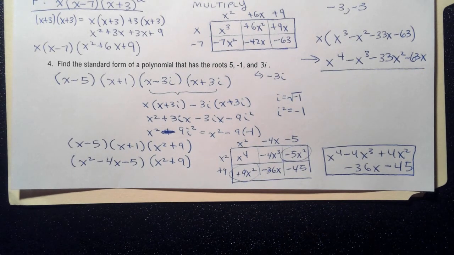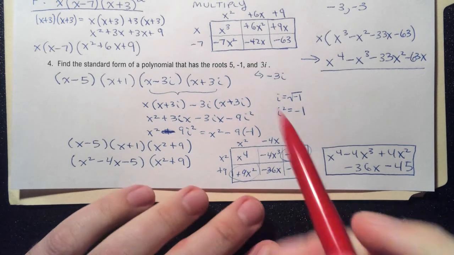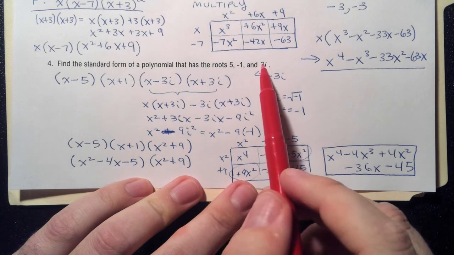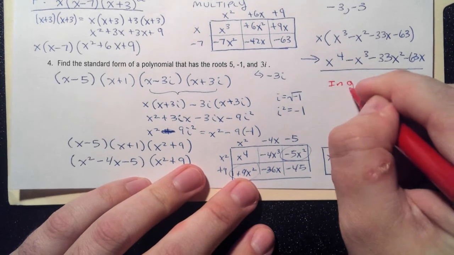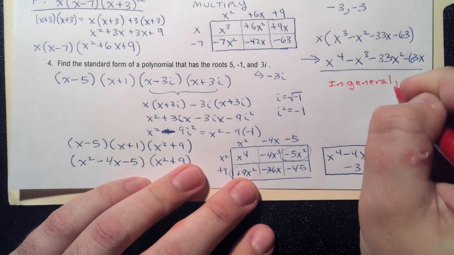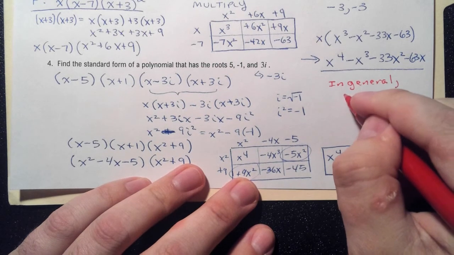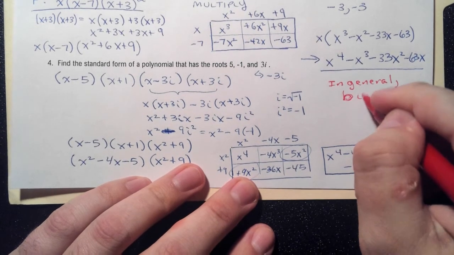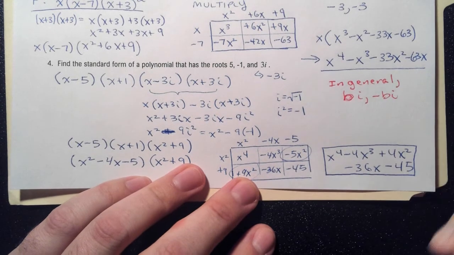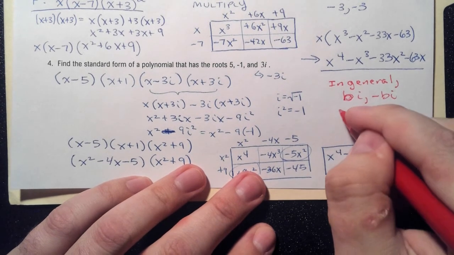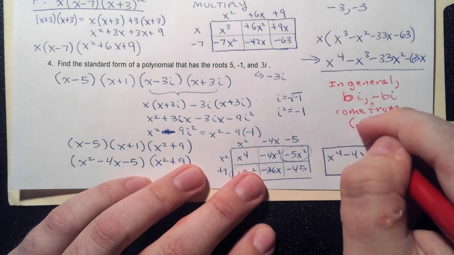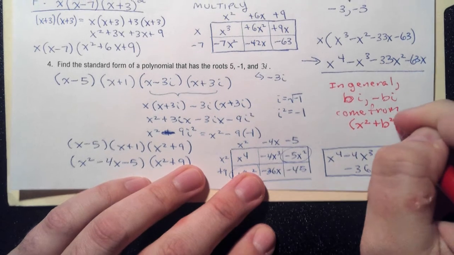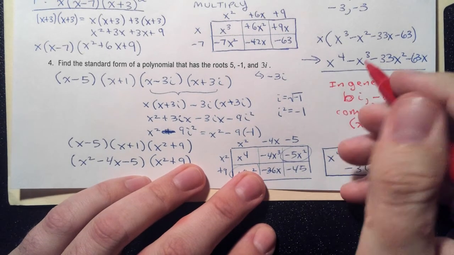I made a comment a minute ago, which I will go back to. 3i meant I also had a root of negative 3i. In general, bi and negative bi come from the factor x squared plus b squared, whatever that b might be.